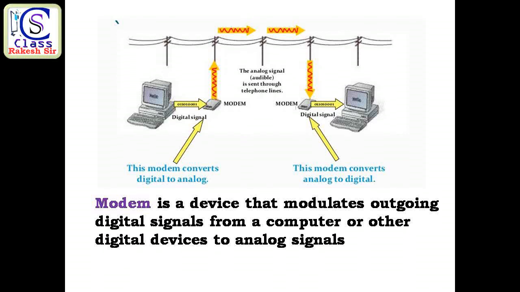The analog signal is used to transfer over the cable, but the digital signal is used in your computer system to process the information. Getting it? So we need to convert digital to analog to transfer the information from one computer to another, so we use a modem here. A modem is a device that is used to convert digital to analog and analog to digital.